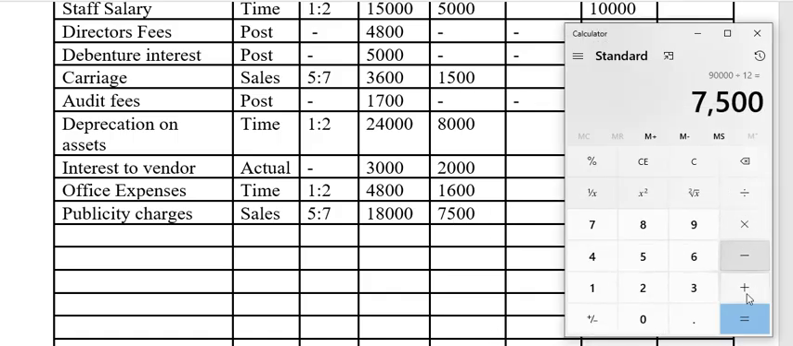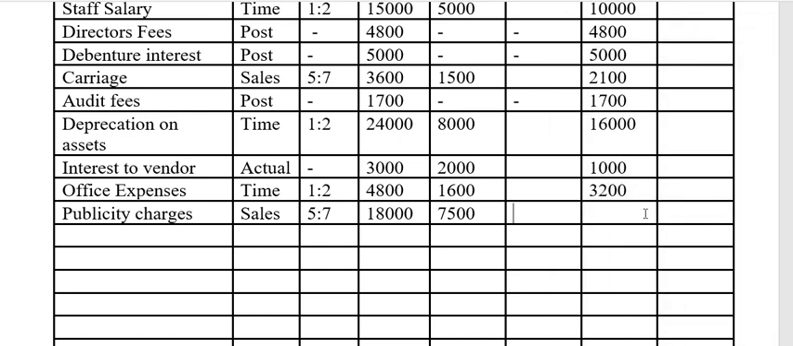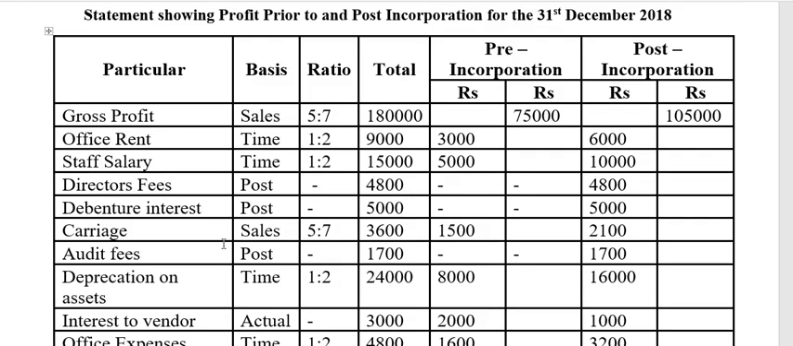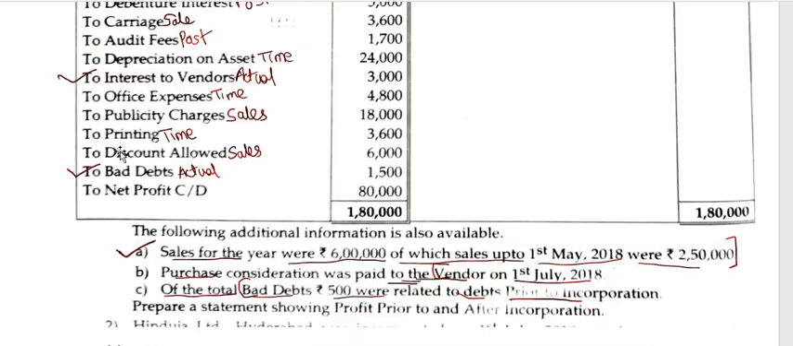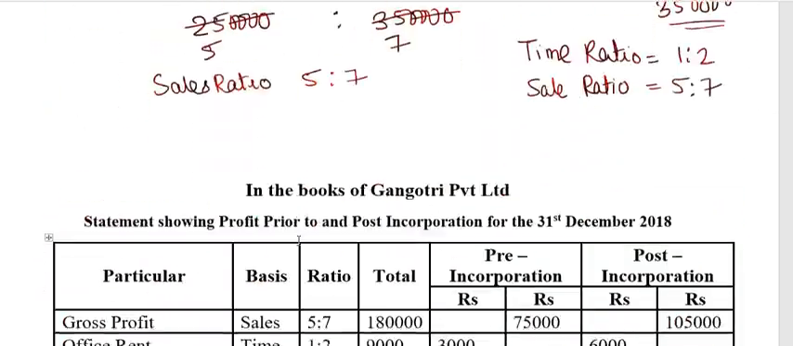And 18,000 multiplied by 7 divided by 12. So 10,500 is of post. After publicity charges, printing. Printing is to be given on the basis of time. For printing, amount is 3,600.